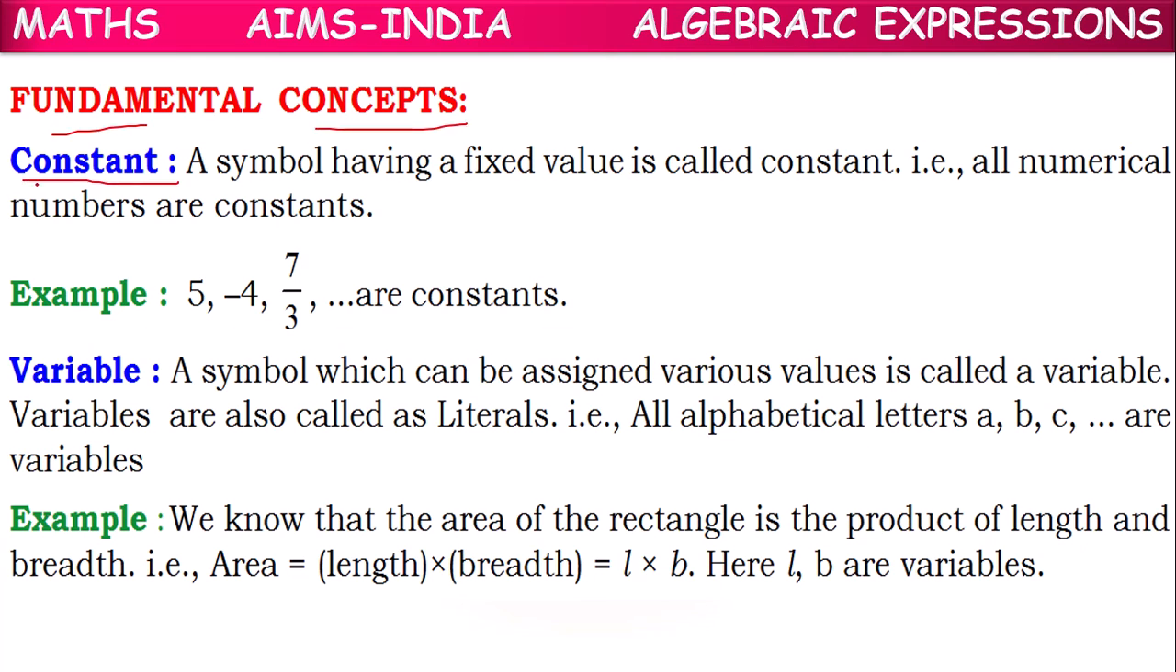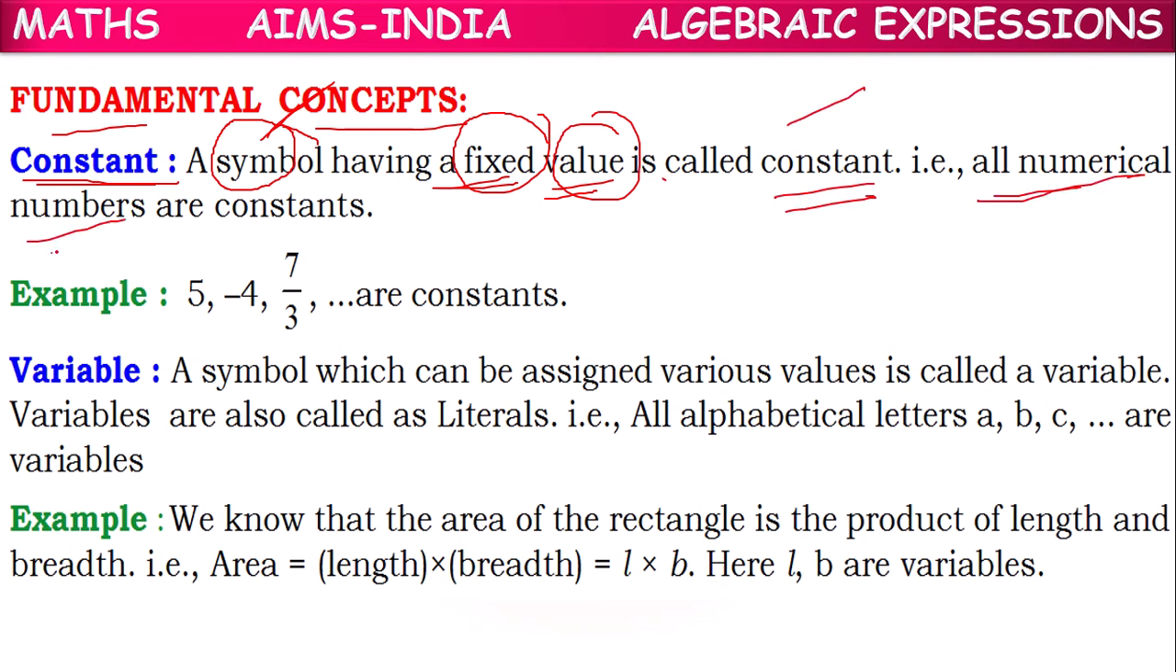So what is a constant? A constant is a symbol which has a fixed value. We can use that symbol in any kind of equation, but if it has a fixed value everywhere, then it is called a constant. Generally all numerical numbers are called constants. For example, plus 5, minus 4, 7/3: a positive integer, a negative integer, a fraction.